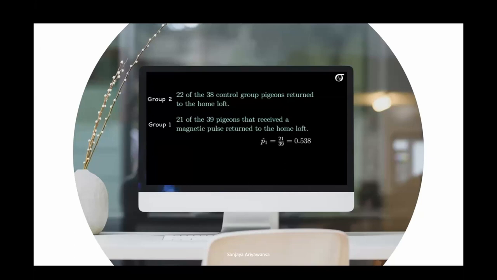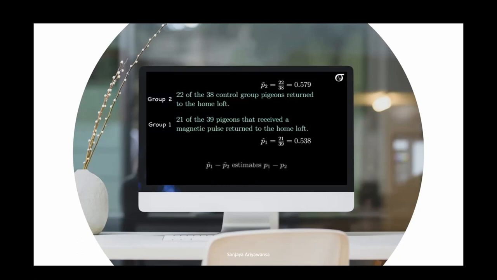P1 hat, the sample proportion of magnetic pulse pigeons that return to the home loft, is 21/39, or about 0.538. P2 hat, the sample proportion of pigeons in the control group that returned home, is 22/38, or about 0.579. I often prefer to use more meaningful subscripts than 1 and 2, such as MP for the magnetic pulse group and C for the control group, but I'm going to leave them as 1 and 2 here so that it's consistent with the formulas we're going to use.